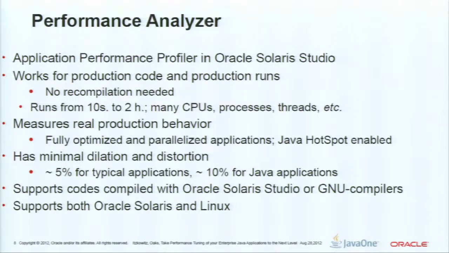We deal with real production codes, which means you can use fully optimized and parallelized applications, and we can profile them. When you're profiling Java, of course, Java HotSpot is enabled, and we deal with that perfectly reasonably. The tools in general have minimal dilation and distortion. Dilation is when you do a measurement and it takes longer. Distortion is where the relative cost of different parts of your program will change. We have relatively low values for both, on the order of 5%, somewhat higher, perhaps as high as 10%, for Java applications. And when I talk about Java profiling in detail, you'll see why.